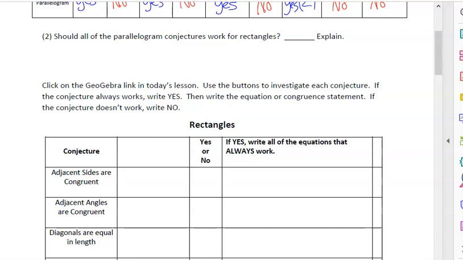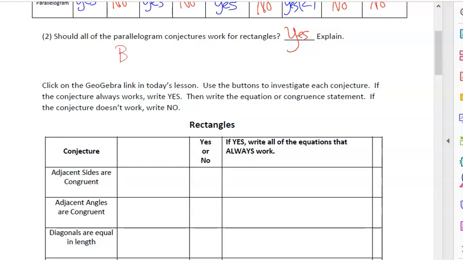Alright, so in the last video I talked a little bit about problem 2 and 3. You need to draw in the shapes, and the table is shorter than the parallelogram table, and that's all about that first question, number 2. Should all the parallelogram conjectures work for rectangles? And hopefully you said the answer is yes.